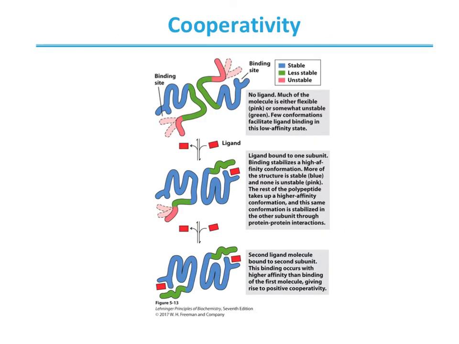So here is a picture of what that would look like. So first you have no ligand. Much of the molecule is either flexible or somewhat unstable. Then you have ligand binding to one of the subunits. This binding stabilizes a high affinity conformation, and more of the structure is stable and none is unstable. Then the rest of the polypeptide takes up a higher affinity conformation, and this is stabilized in the other subunit through protein-protein interactions. And then a second ligand molecule binds, and that binding occurs with a higher affinity than the binding of the first one. And this is an example of a form of induced fit.